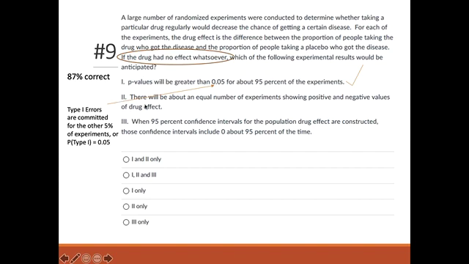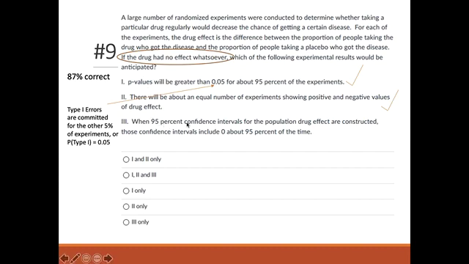So in statement 2, there will be about an equal number of experiments showing positive and negative values of the drug effect. That's a true statement because the truth is 0, but by random chance alone, sometimes you'll be above 0, sometimes you will be below 0. And if the conditions are met for inference, we would expect about an equal number to get positive or negative test statistics, because 0 should be in the middle, because 0 is the truth.